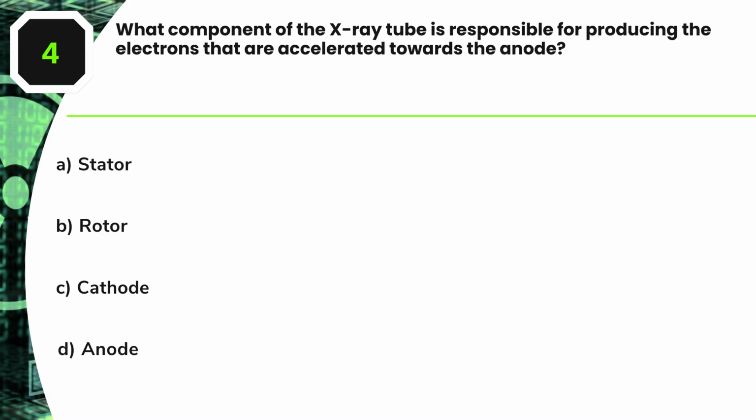Question 4. What component of the X-ray tube is responsible for producing the electrons that are accelerated towards the anode? A. Stator. B. Rotor. C. Cathode. D. Anode.